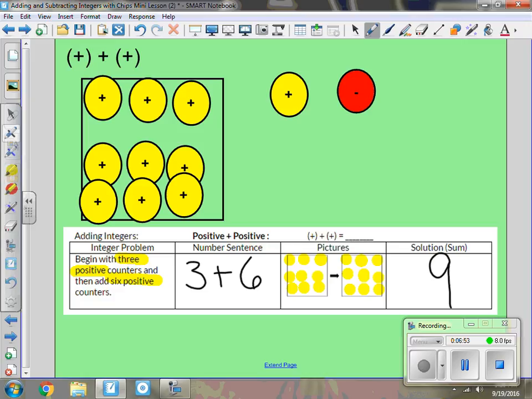So now we've learned how to do it in chips, and if you take a look above your chart, it says positive plus a positive, and it actually turns out that whenever you have a positive number and you add a positive, you are going to get a positive answer. Alright, so that one was one we've already known. Let's try some with negatives now.